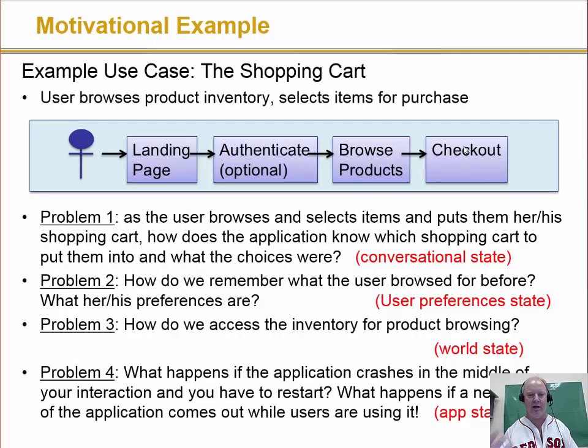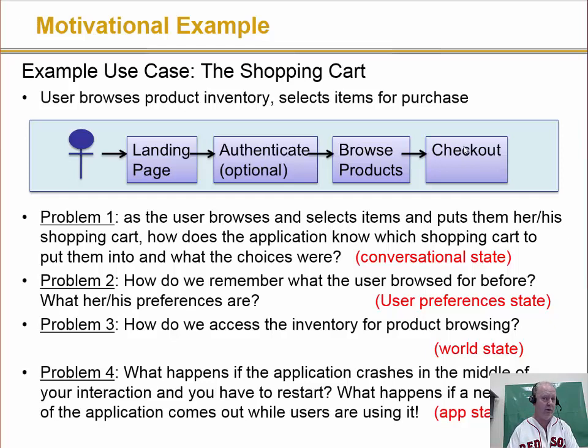Example use case to try and explain that further. So the classic use case is the shopping cart, right? You go to an e-commerce site, a travel site, a site like Amazon or eBay or something like that, where you're going to buy something, buy some product, buy some service. You typically go to some landing page. You may or may not authenticate.